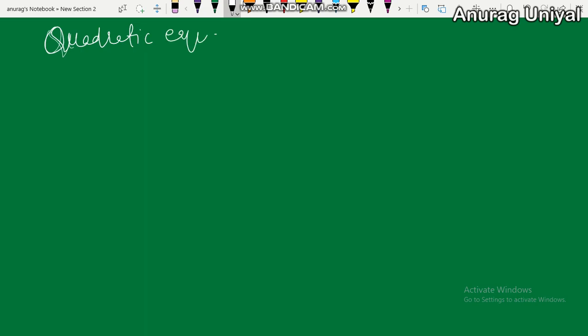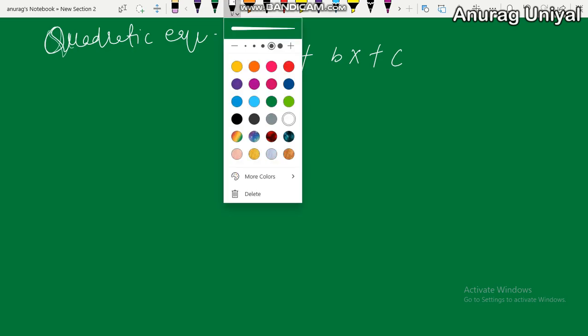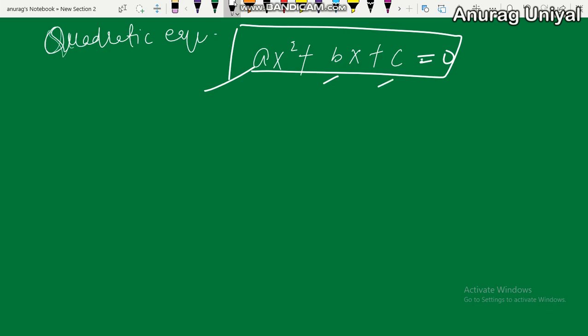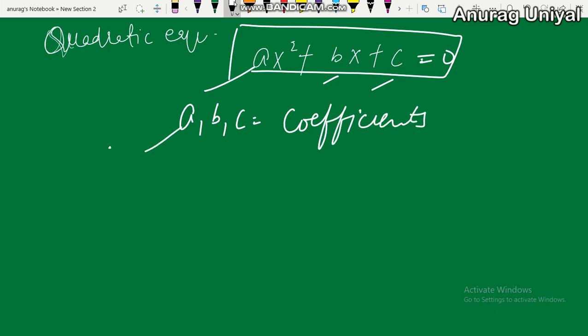So first you have to understand that a quadratic equation is in the form of ax to the power 2 plus bx plus c, which is equal to 0. In general we call it your quadratic equation. इसमें a और b और c ये जो हैं, these are your coefficients of your x square and of your x, and c is a constant value.